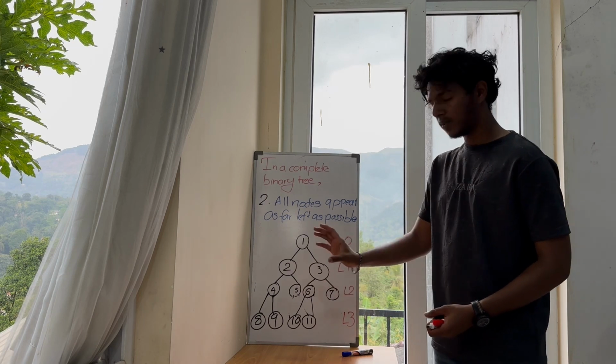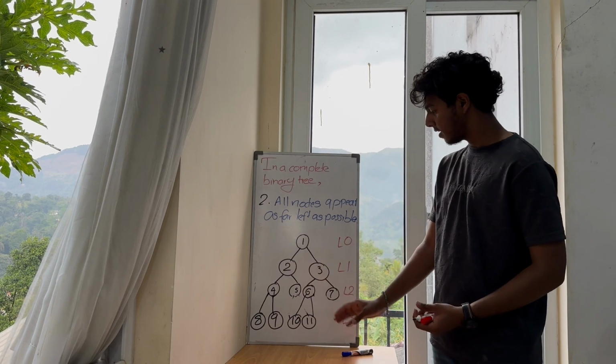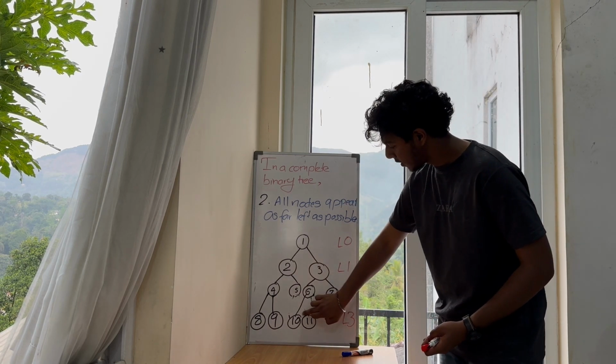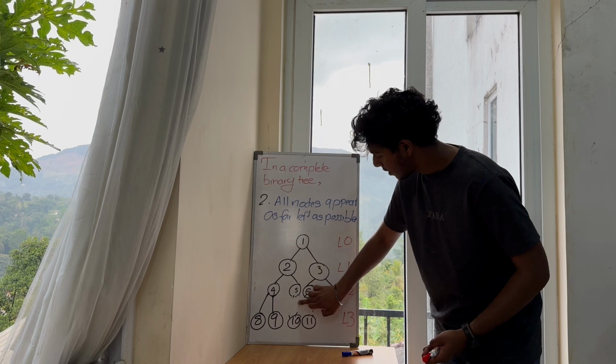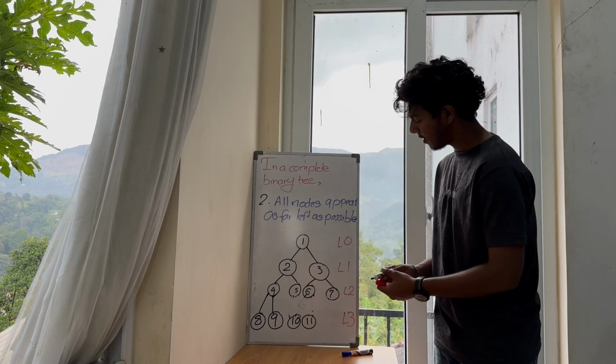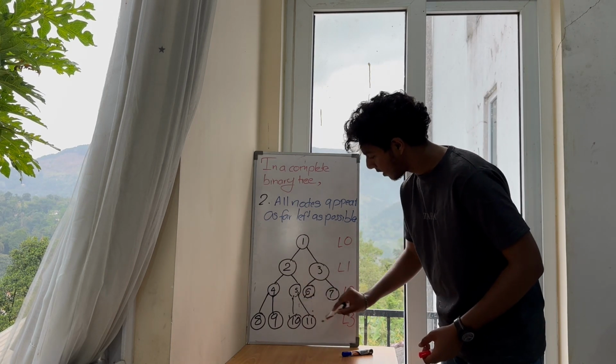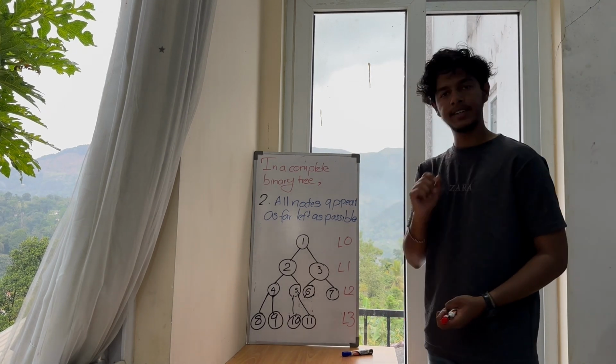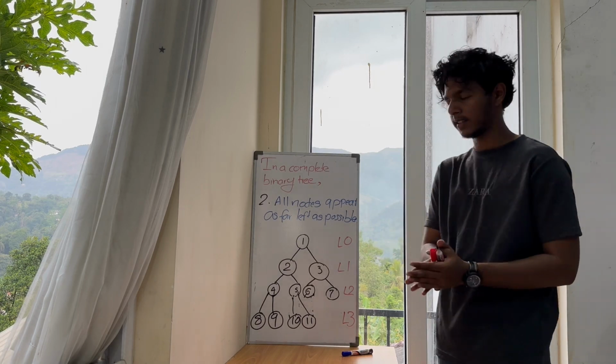Because this is not as far left as possible, this is not a complete binary tree. So every node should be as far left as possible. That is the second property of a complete binary tree. Now let's move on to the third.